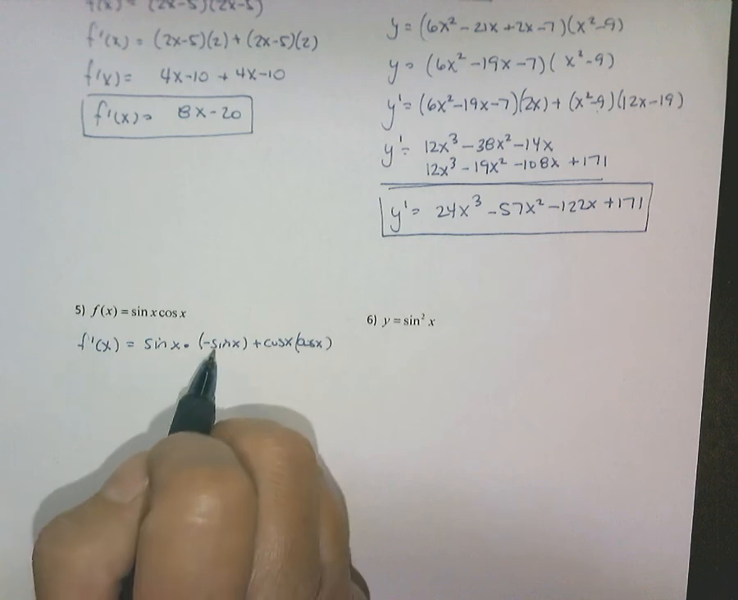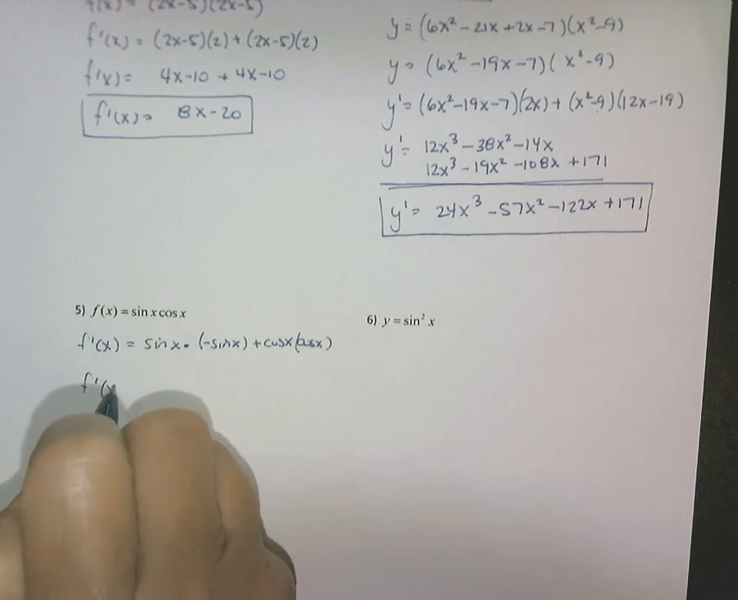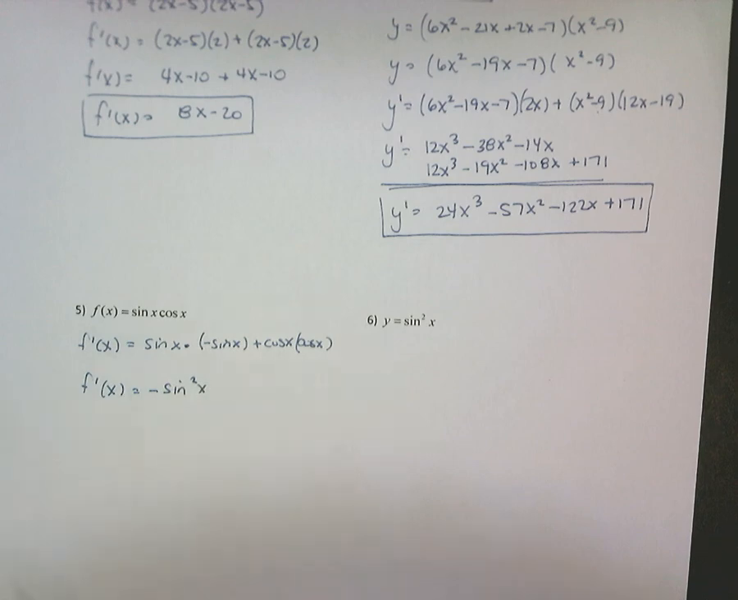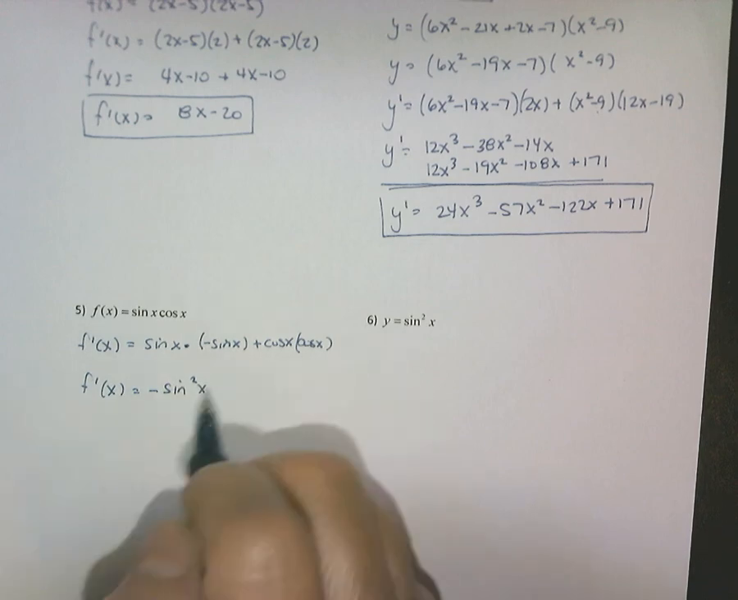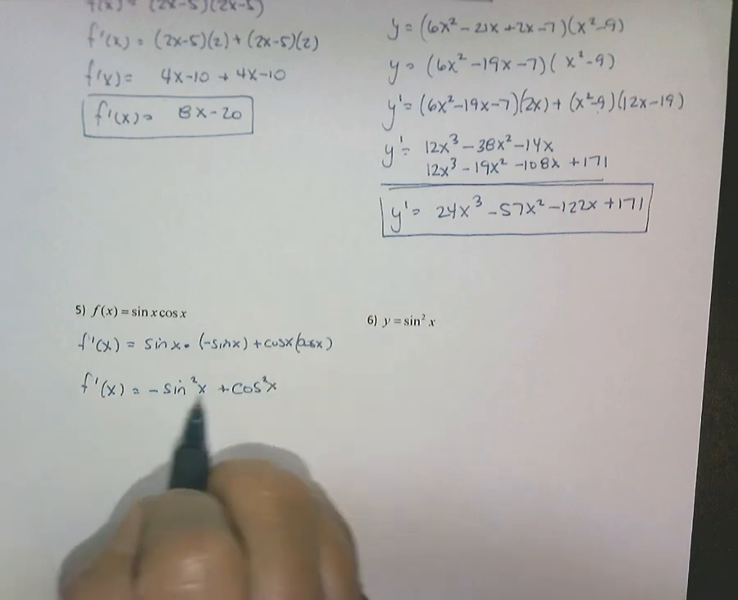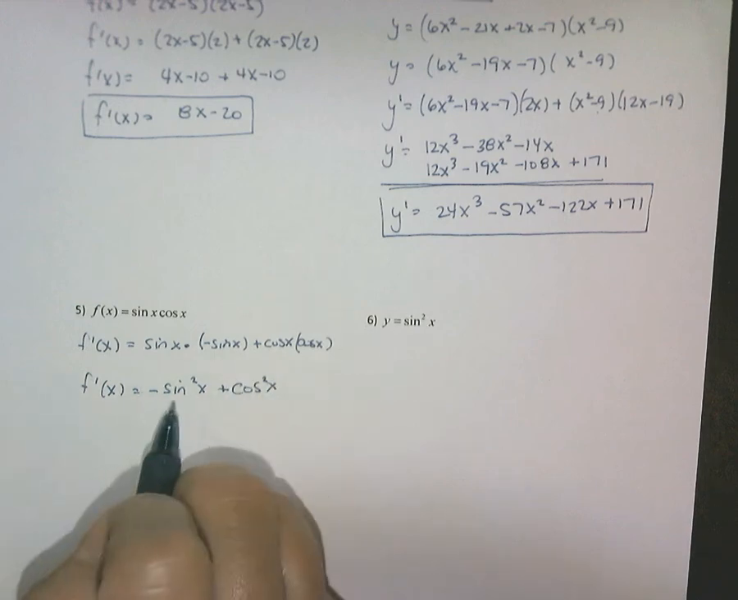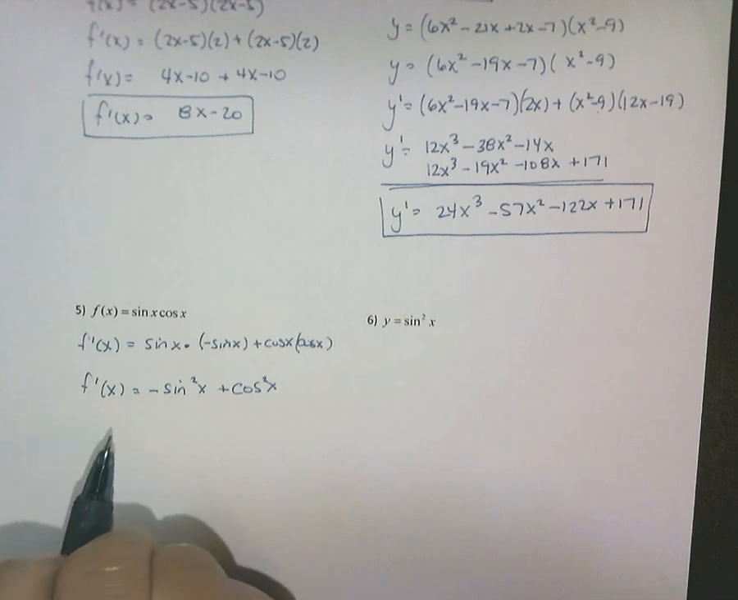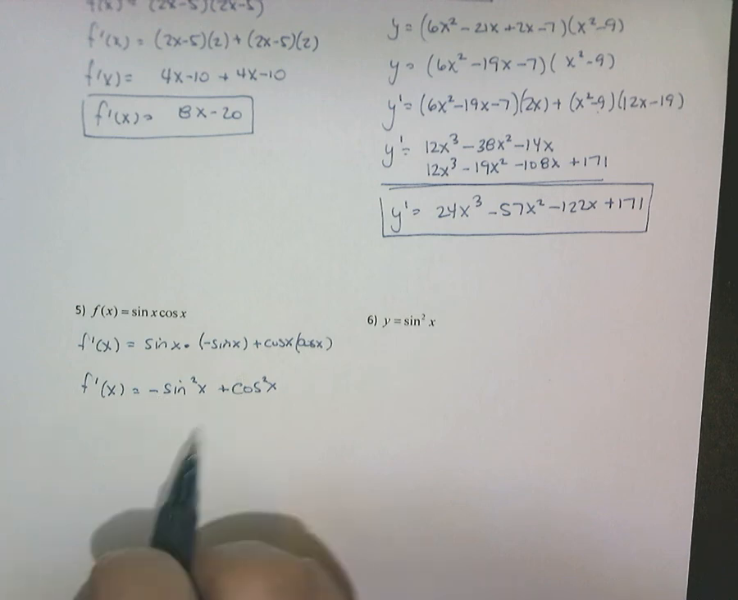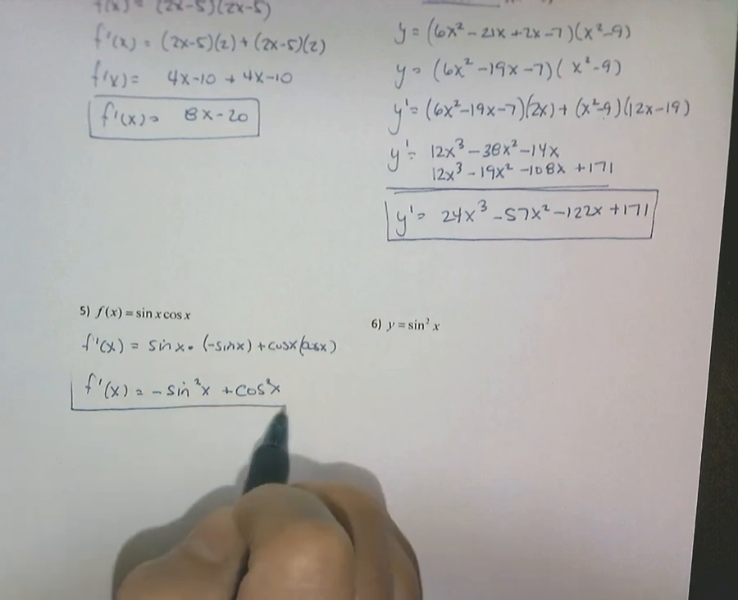So sine of x multiplied by negative sine x is going to give me negative sine squared of x. Cosine x multiplied by cosine x is going to give me positive cosine squared x. You can leave it like that. A lot of times people like to switch it around so it's cosine squared minus sine squared. And be careful, this is not the Pythagorean identity. Pythagorean identity would be positive sine squared plus positive cosine squared equals 1. So I'm going to stop there.